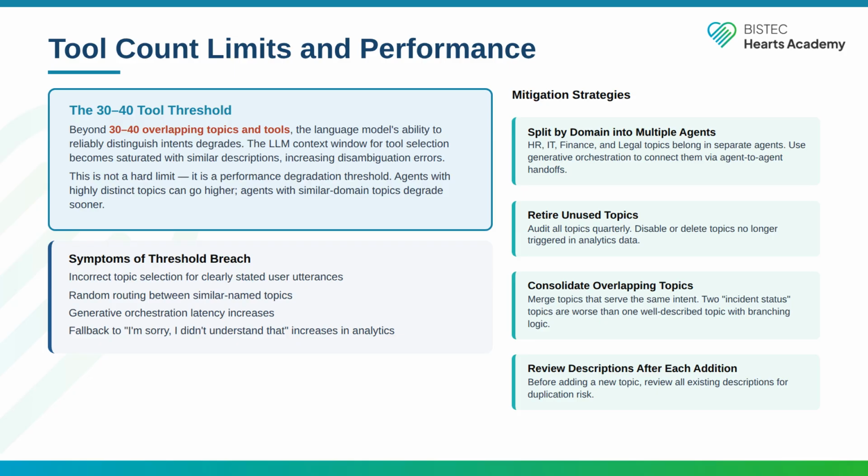Mitigation in order of preference. Split by domain into multiple agents connected via agent-to-agent handoffs. This is the architectural fix that scales. Retire unused topics on a quarterly cadence using analytics data. Topics not triggered in 90 days are candidates for deletion.